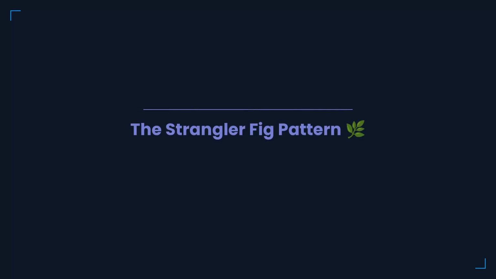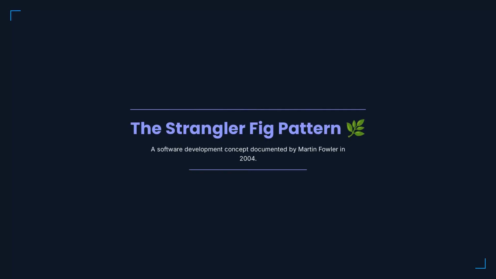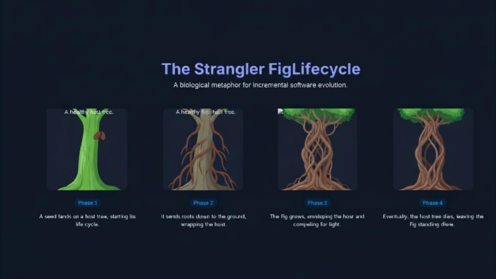The Strangler Fig Pattern is a concept from software development, famously documented by Martin Fowler in 2004. It's named after the Strangler fig tree, which starts its life on a host tree, sends roots down to the ground, and eventually grows so large that it completely envelops and replaces the original tree.